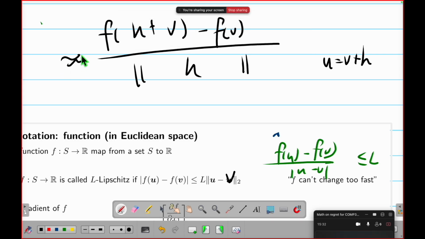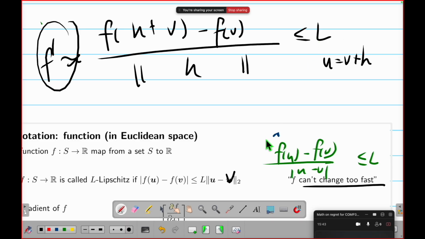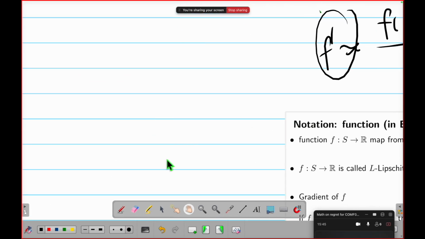This looks like a derivative, right? So therefore, this also means F cannot change too fast. Because this looks like a derivative, if I have this, what does it mean? It means the derivative cannot be too big. So if the derivative cannot be too big, what does it mean?